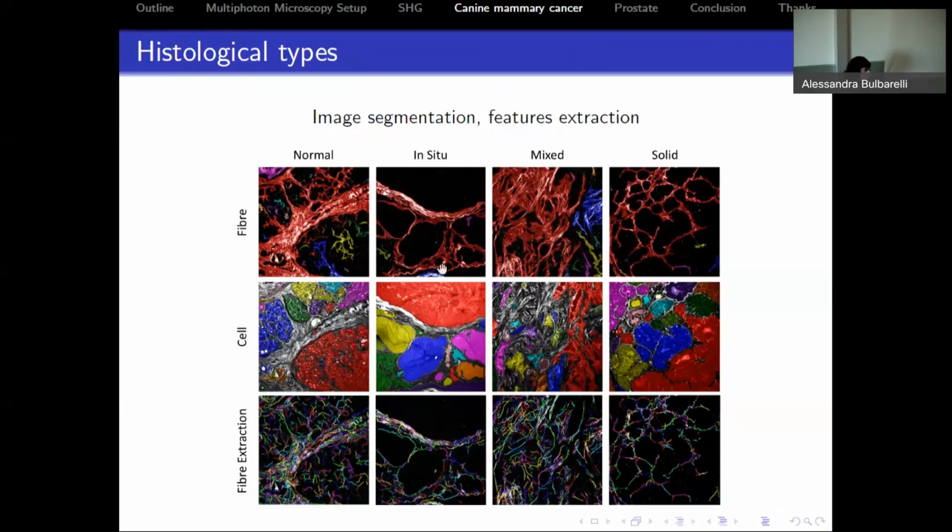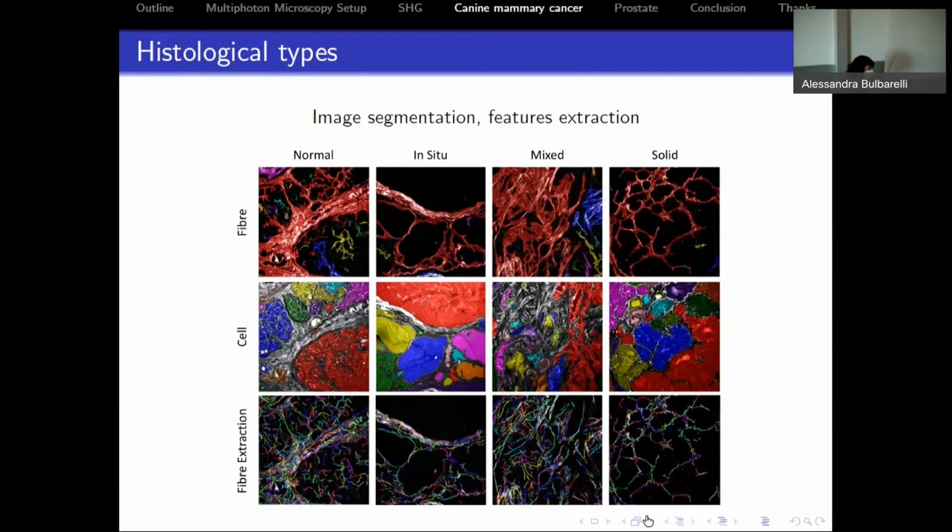So say in this in situ one, we have a very large area here because it's identified the empty space as within the cellular area as well. But then when you go to the mix and the solid, we can see that the cellular areas identified are much more fragmented, and so we have different shapes there.